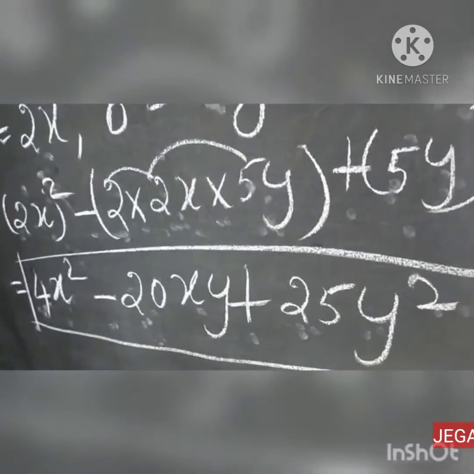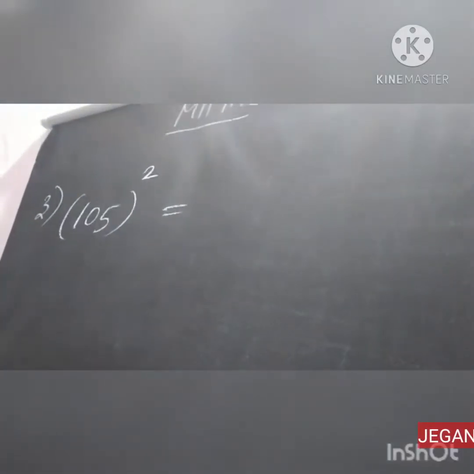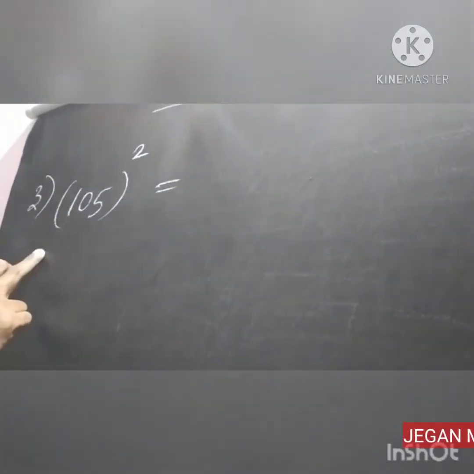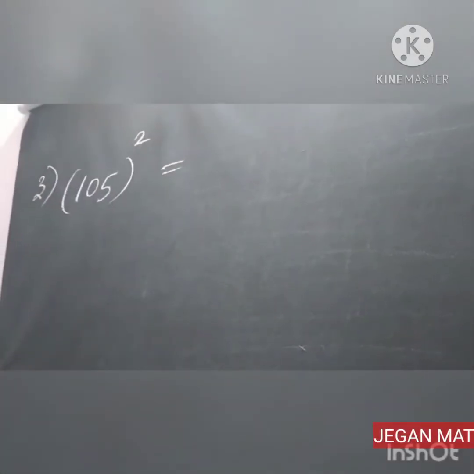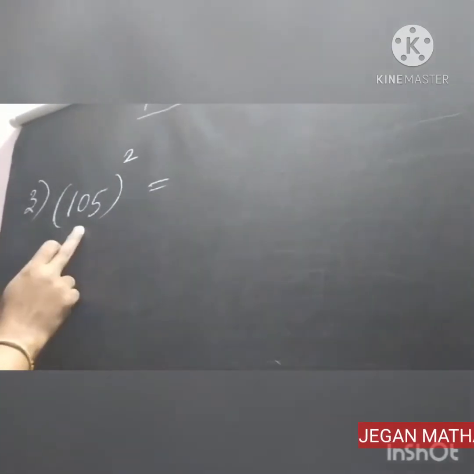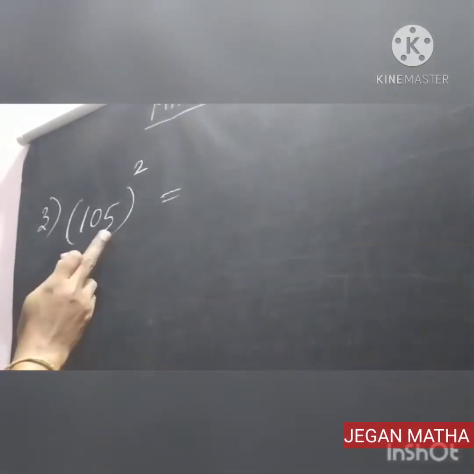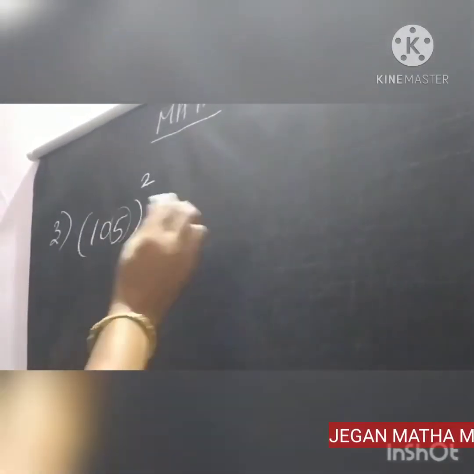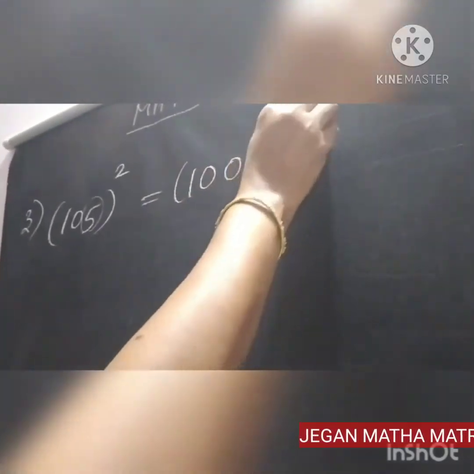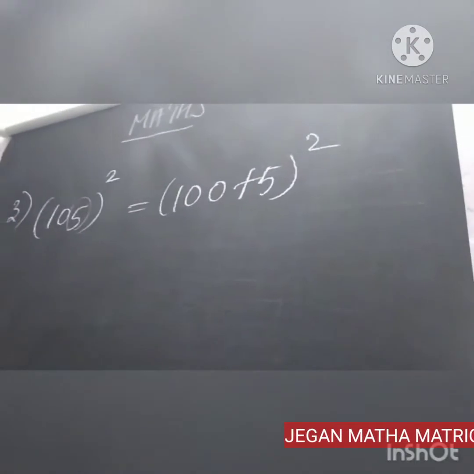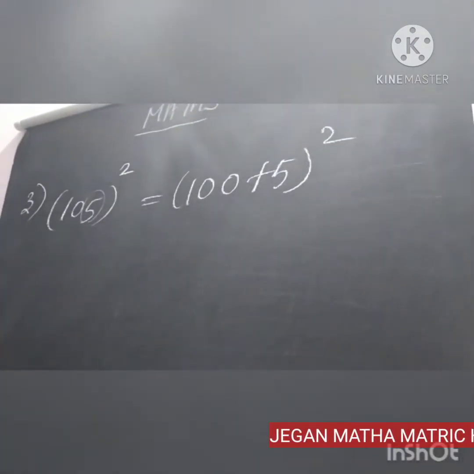Is it clear, students? Now let us see the third one. Here they are given the number 105 the whole square. So you have to split the given number. Here 105, see the one's place is 5, so you can split it as 100 plus 5 the whole square. Then only you can use the appropriate identities.